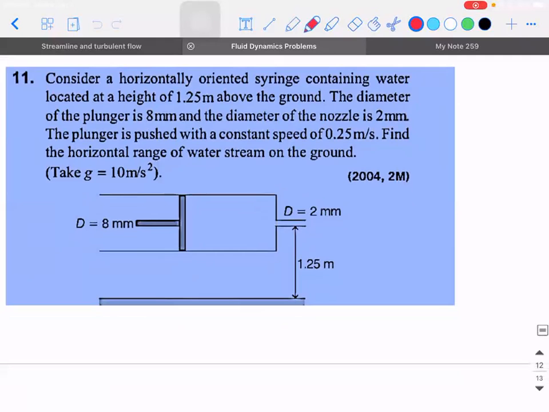They're asking the horizontal range. How far from this point will this go and hit the surface? This range is equal to what? So if you observe, this problem is a combination of what all concepts? Okay. You guys think and tell me how to do this problem. So what idea comes to your mind?